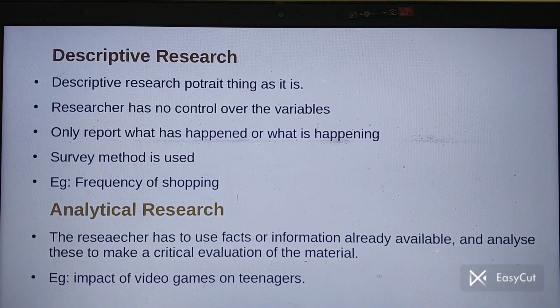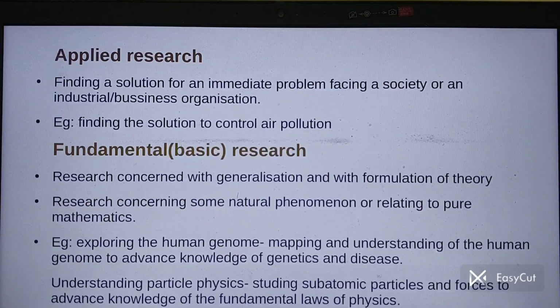Example, frequency of shopping. Analytical research: the researchers have to use facts or information that is already available and analyze these facts to make a critical evaluation. For example, how excessive use of video games affects teenagers.